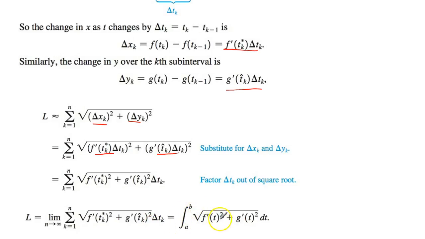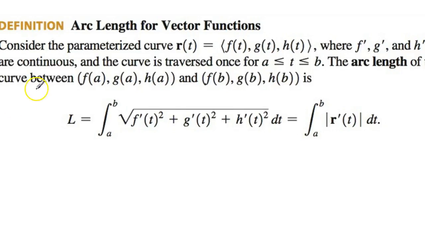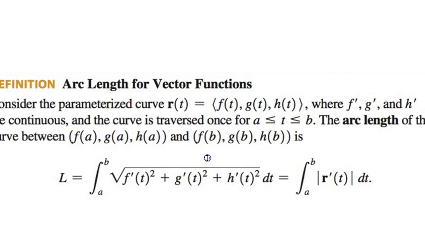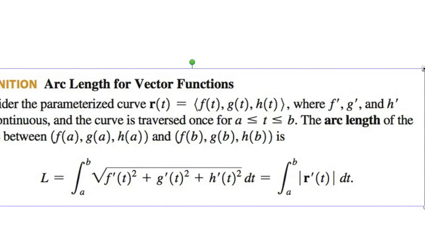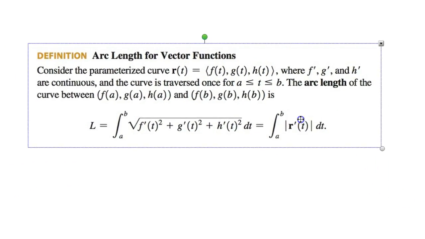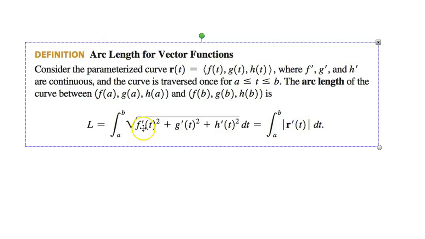So that's the derivatives of the functions that give us x and y, squared. And then we take the square root. So the reality is, when we extend it to 3 dimensions, there'll be a third, an h prime of t. The derivatives of f, g, and h, if there is a third dimension, when we square those things and take the square root, that's just the same thing as magnitude.